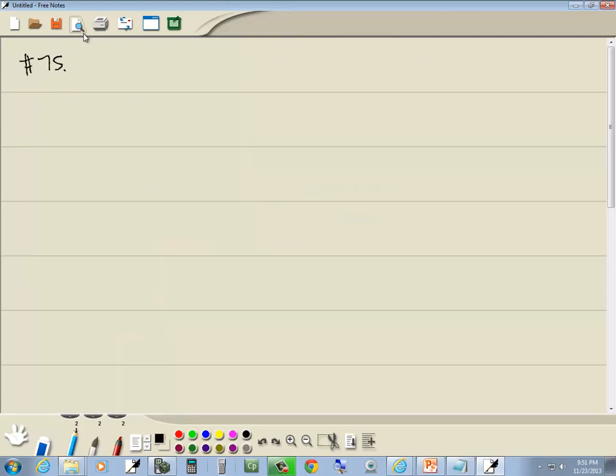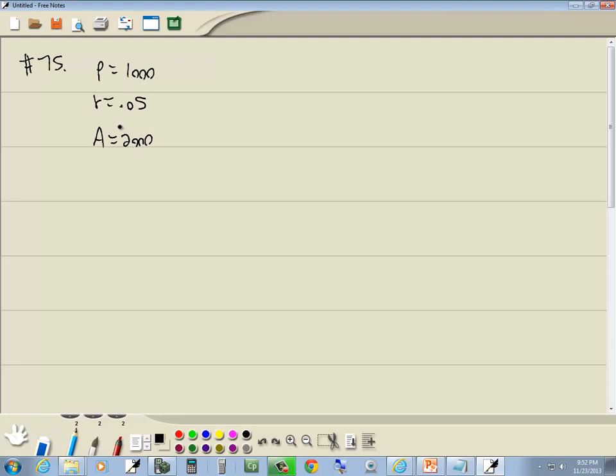A deposit of 1,000 is made in an account. P is 1,000. It's made in an account that earns interest at an annual rate of 5%. R is equal to 5%. How long will it take for the balance to double? The double means that A is 2,000.